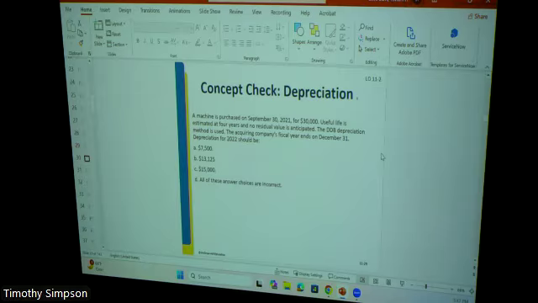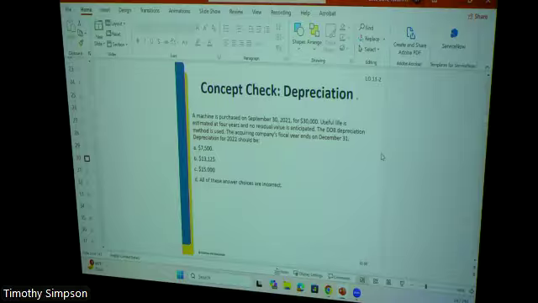Okay, quick question here. Machines purchased on September 30th of 2021 for $30,000. Useful life is estimated at 4 years. No residuals anticipated. They're using double declining balance, and the acquiring company's fiscal year ends on December 31st. So depreciation for 2022 should be.